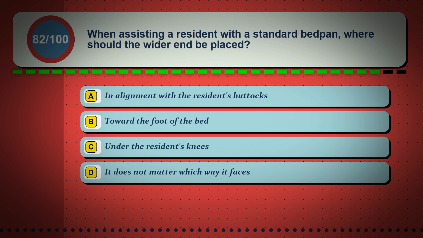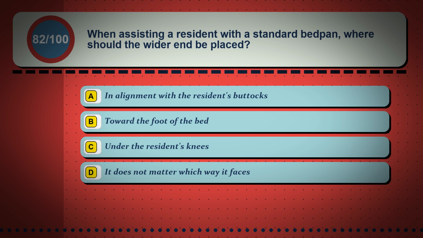Question 82. When assisting a resident with a standard bedpan, where should the wider end be placed? Option A. In alignment with the resident's buttocks. Option B. Toward the foot of the bed. Option C. Under the resident's knees. Option D. It does not matter which way it faces.